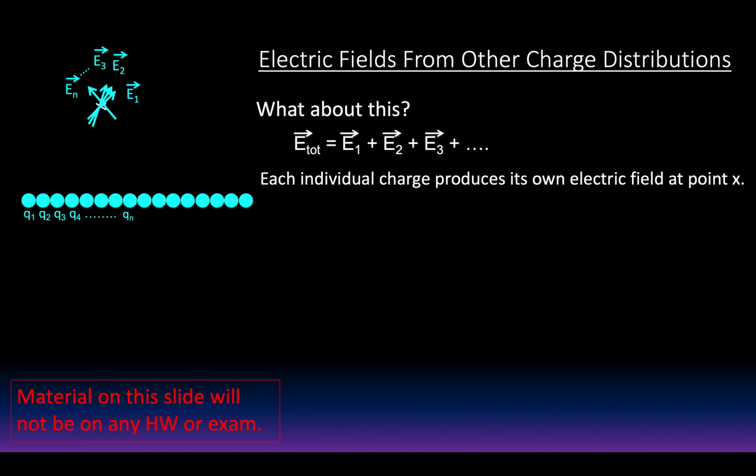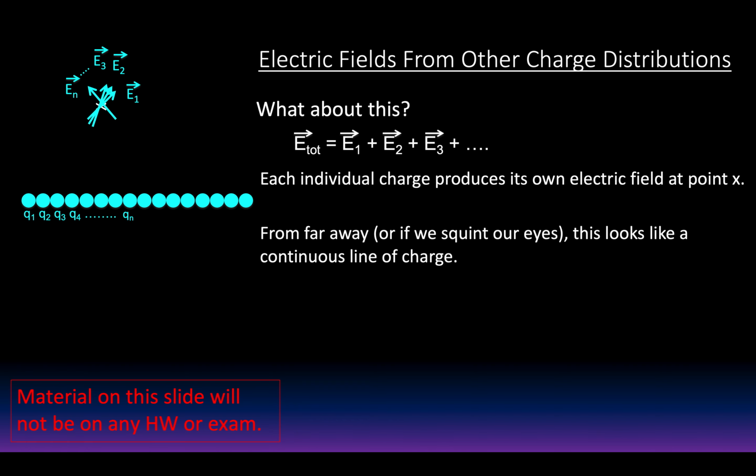Well, from a previous slide, we would say the total electric field at point X is given as the sum of all these infinitely many electric fields that we are considering. We would have to add up an infinite number of electric fields, but in principle, this is how we would calculate the electric field at the point in question. If we lie very far away, or if we squint our eyes, this long line of point charges all lined up will look like a continuous line of charge.